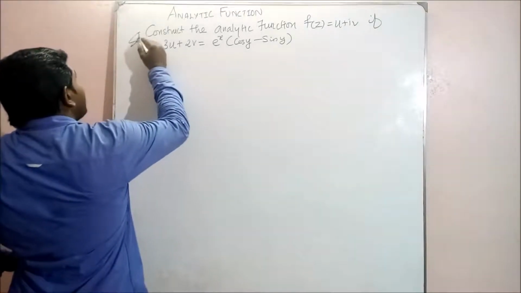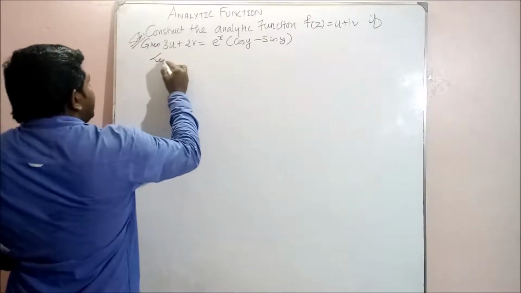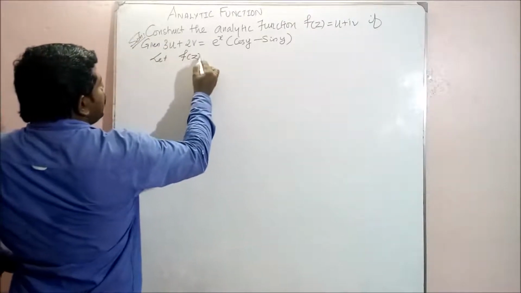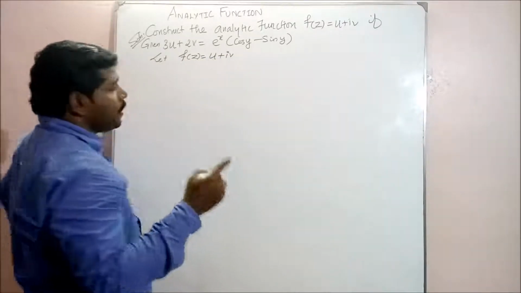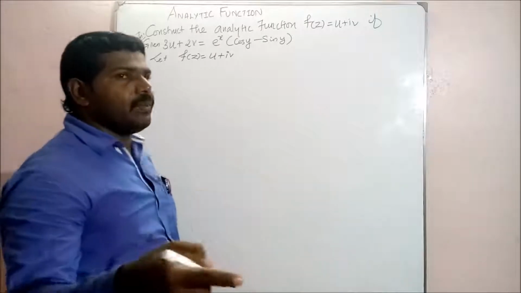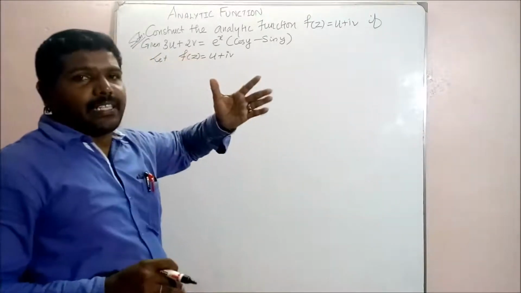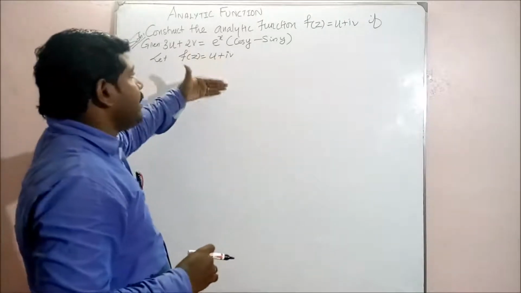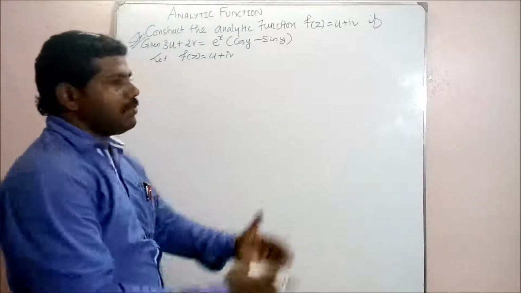First we take the given function, the given part. So let f of z equal u plus iv. This one we cannot directly proceed with as ux, uy or vx, vy. But this is the third category. So any question given from the third type for the construction of analytic functions, we have to follow the same procedure.